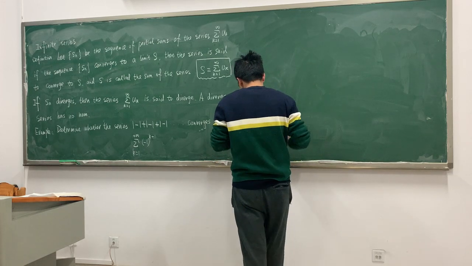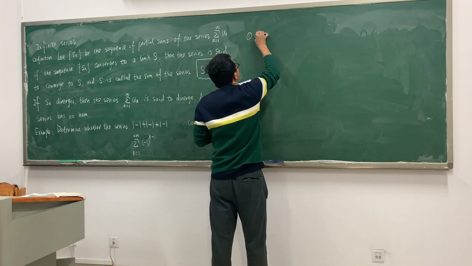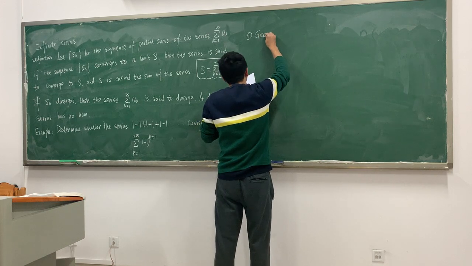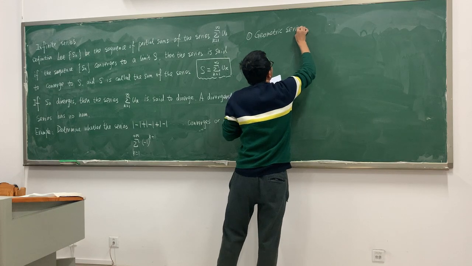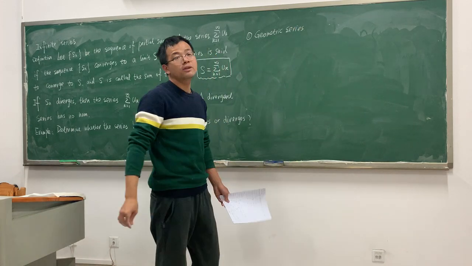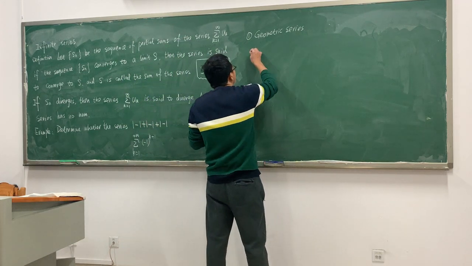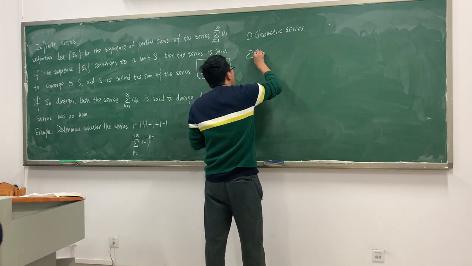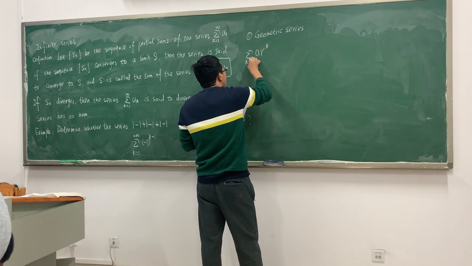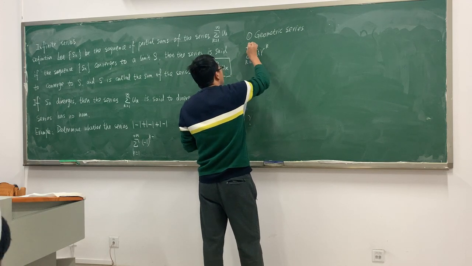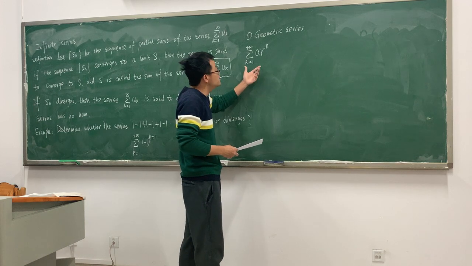So the first, the geometric series. How do we define the geometric series? The geometric series is in this form: sigma A times R to the power K, where K runs from 1 to plus infinity. So the geometric series is in this form.